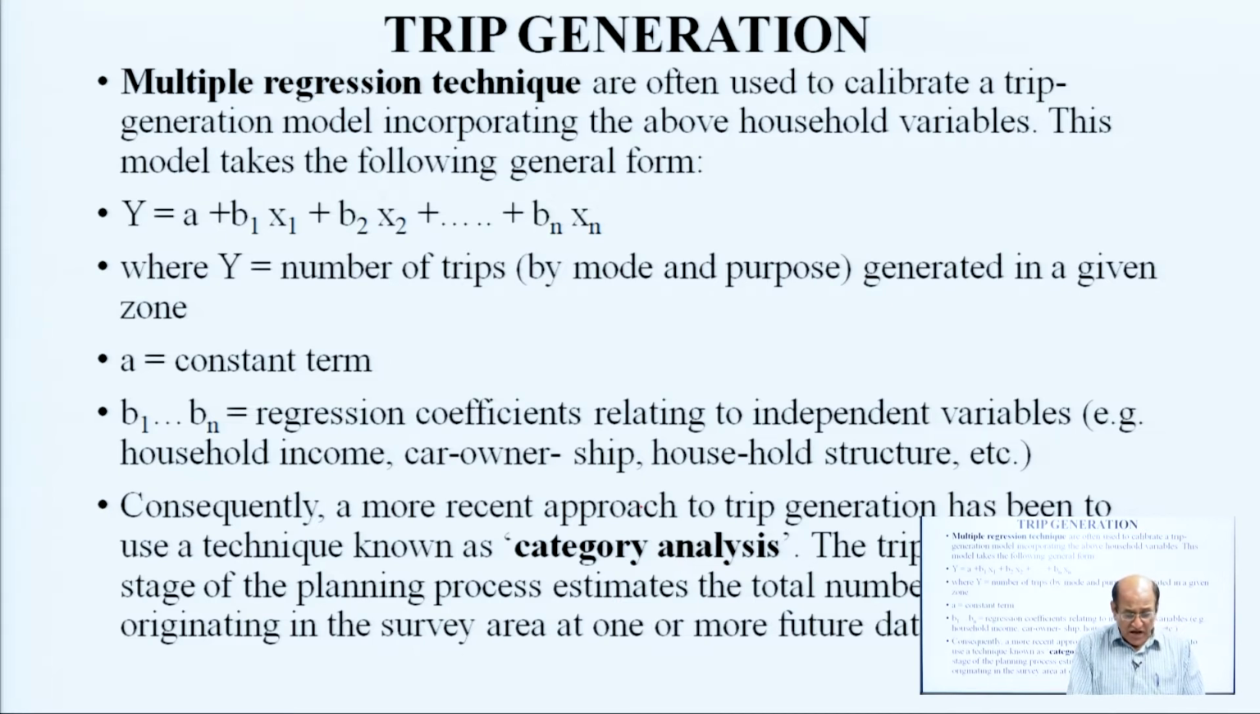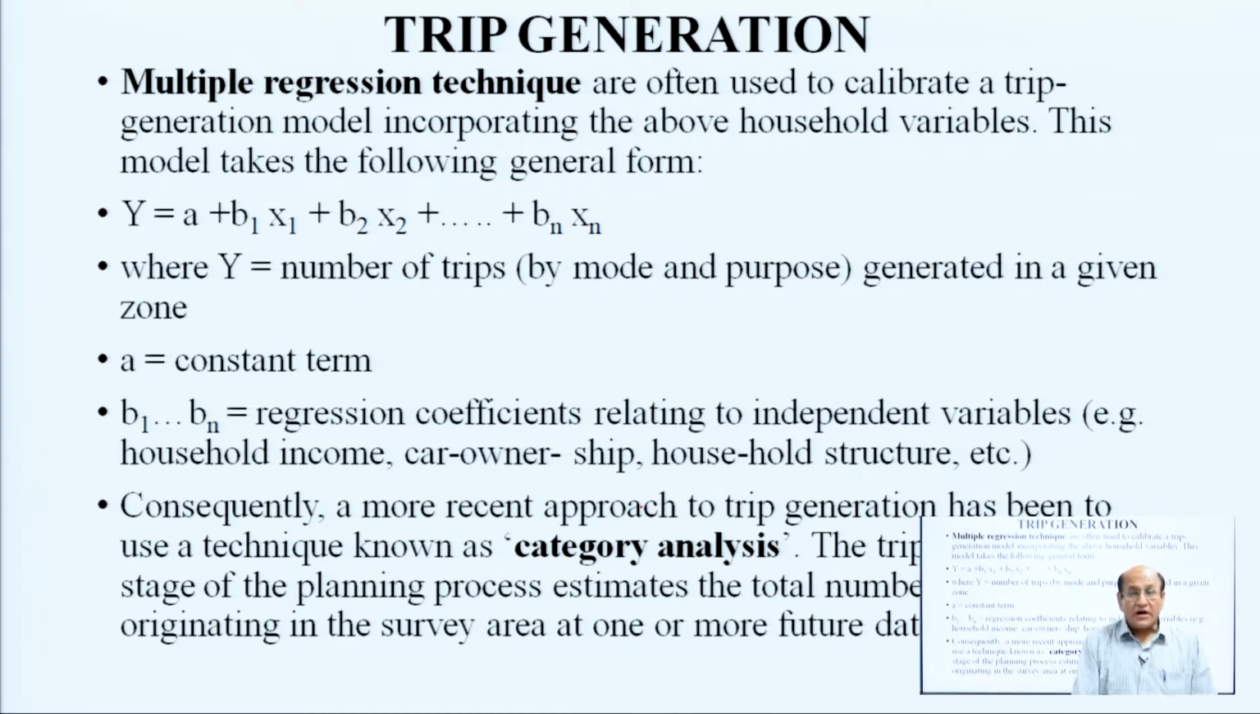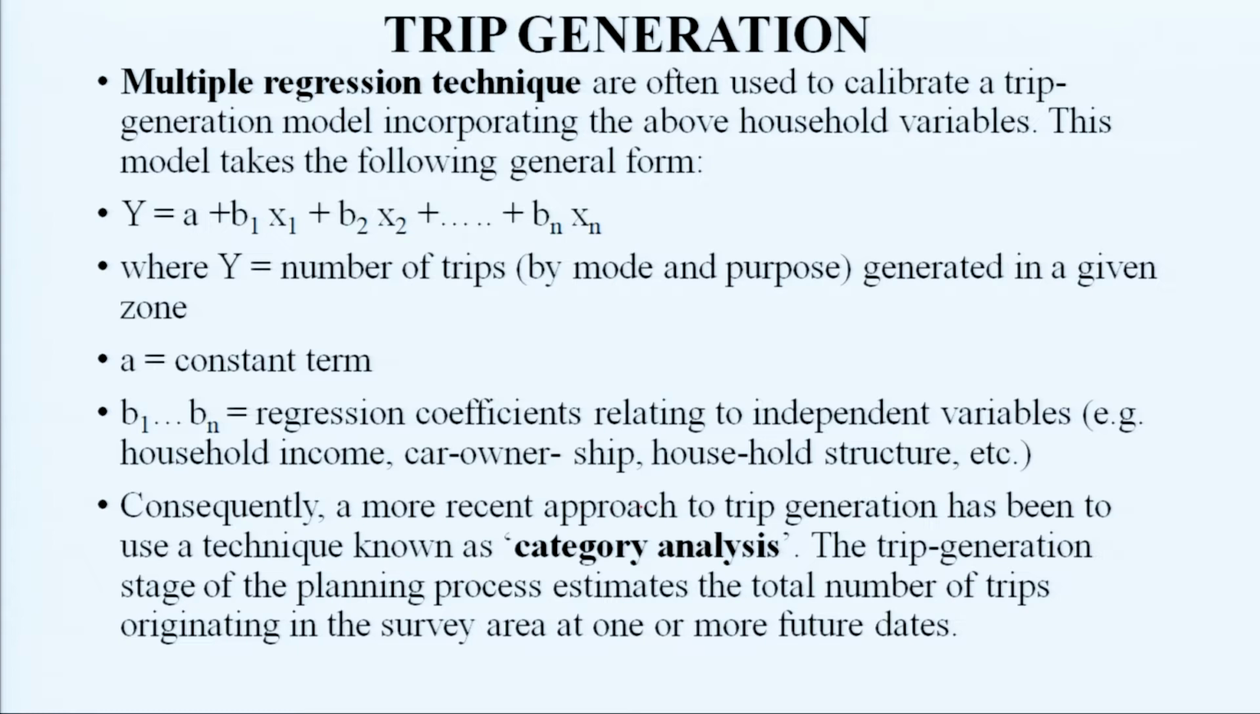Consequently, a more recent approach to trip generation has been to use a technique known as category analysis, because if we go for all vehicles, all income groups, etc., this will be very costly and very time consuming. So, the other category we can say for trip generation is category analysis. This trip generation stage of the planning process estimates the total number of trips originating in the survey area at one or more future dates.